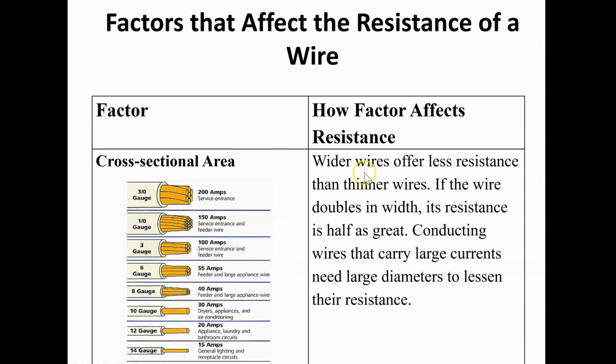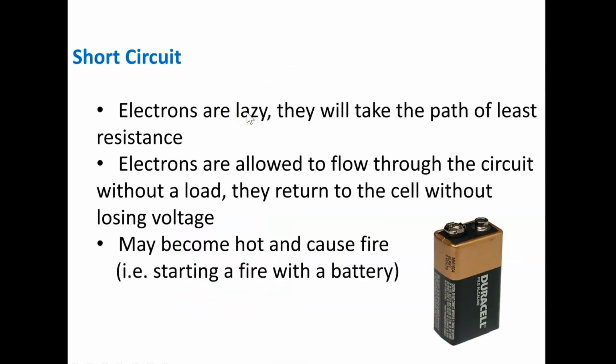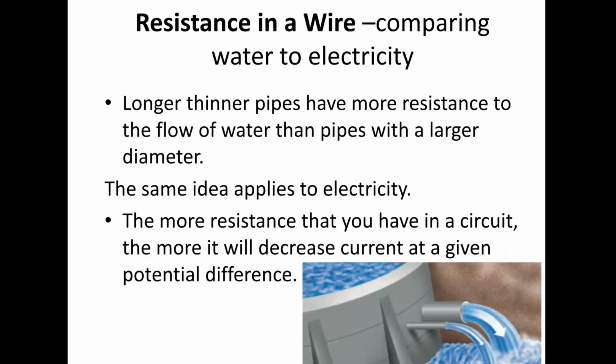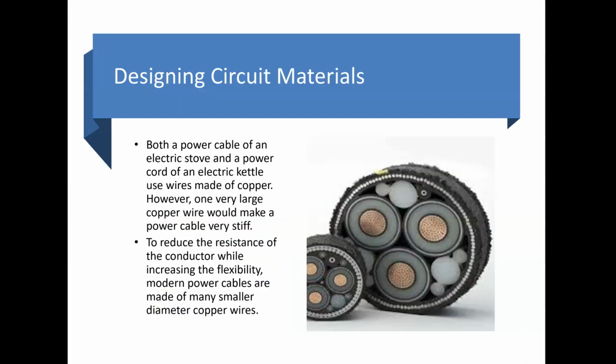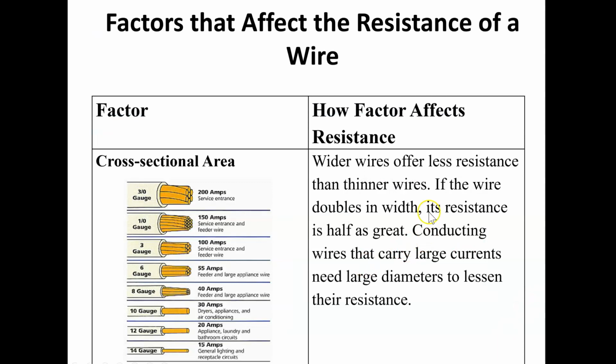Cross-sectional area: wider wires will offer less resistance. Remember that analogy with the pipes, let me just go back to that quickly. So the wider the diameter, the less resistance. The narrower the diameter, the more resistance. So if the wire doubles in width, its resistance is half as great. Conducting wires that carry large currents need large diameters to lessen their resistance.